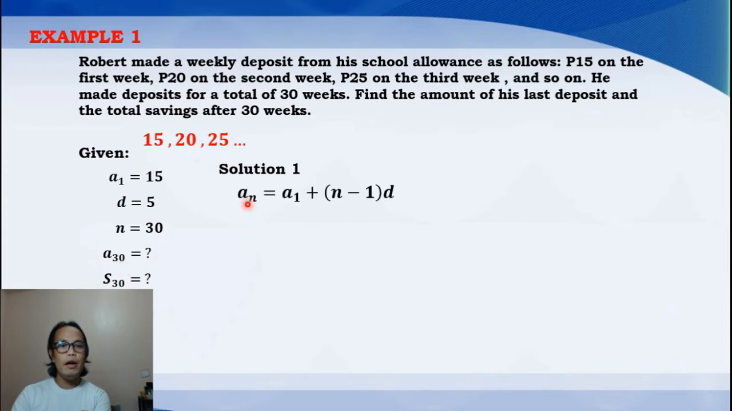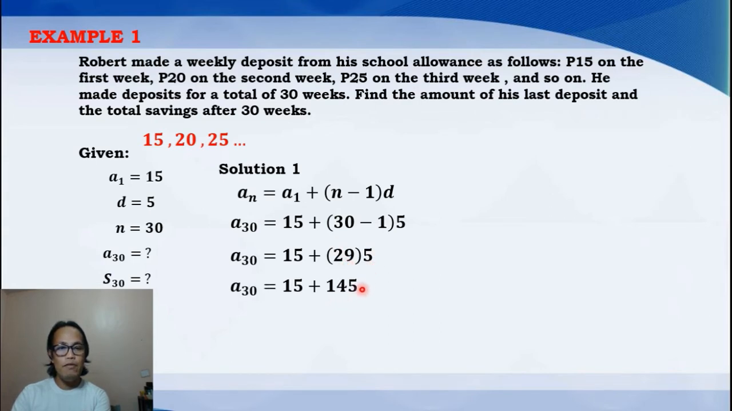So we will use the formula a sub n equals a sub 1 plus n minus 1 times our common difference. We will substitute, instead of writing a sub n, we will be using a sub 30, which is the 30th week. Then our first term is given here, which is 15, plus our number of terms, which is 30, minus the constant 1, and the common difference is 5. Then we simplify: 30 minus 1 will give us 29. Then we multiply 29 by 5 will give us 145. Then add 15 plus 145 will give us 160 pesos.